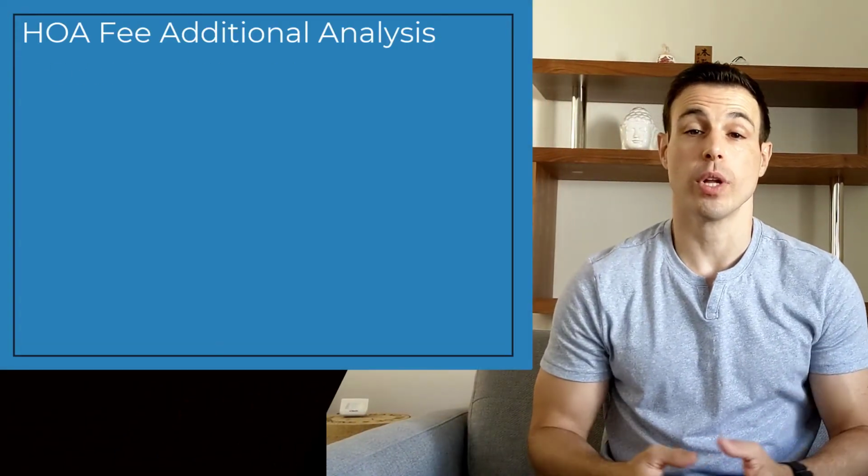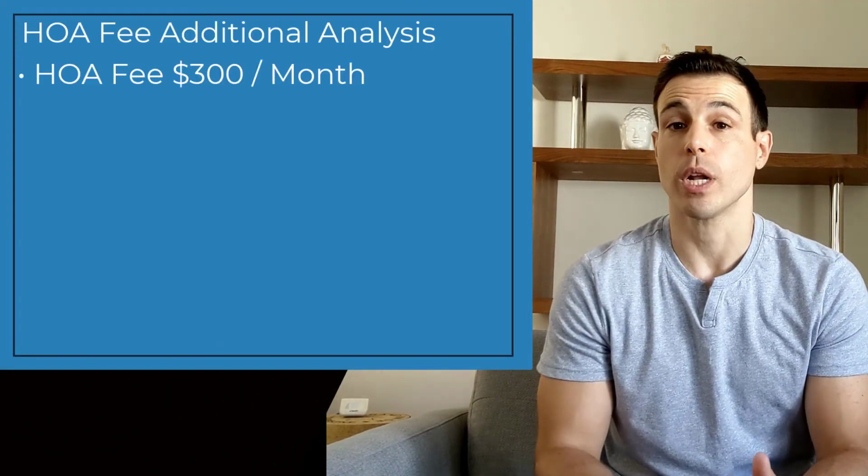So, HOA fees are paid in perpetuity, and that means that they're going to be paid as long as you own the home. And I like to think of HOA fees as a lifetime loan payment that I need to make. And the question I always ask myself is, how much would I have to invest today to generate enough passive income to pay for these HOA fees? And in the previous example, we assumed HOA fees are $300 a month.